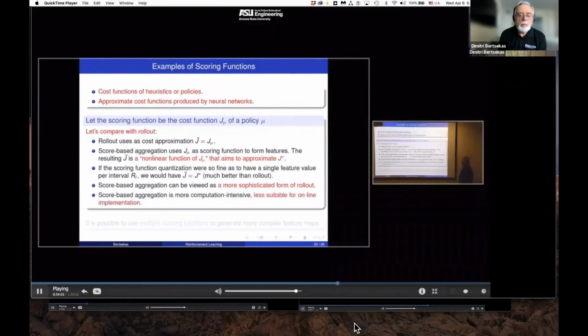The downside to this is that it's more computation intensive, because if you have J mu, then rollout can be implemented very easily, just one step look ahead. It can be done online. However, here there's a lot more computation to be done to solve the aggregate problem. Using a single scoring function can be enhanced considerably by considering multiple scoring functions. Okay, so if one scoring function doesn't catch it, you get some differentiation of features through another scoring function.